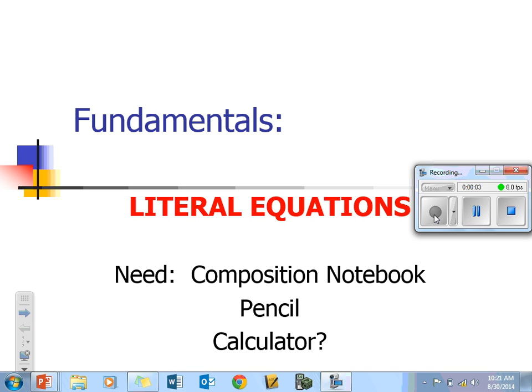Welcome back to day 3 of our Fundamentals of Algebra unit. We're going to continue our unit on literal equations today. Today you need your composition notebook, a pencil, and a calculator.